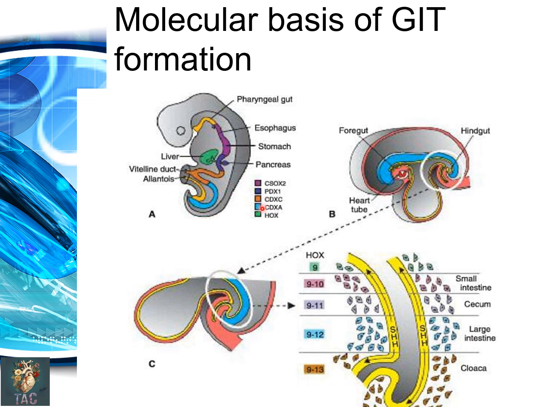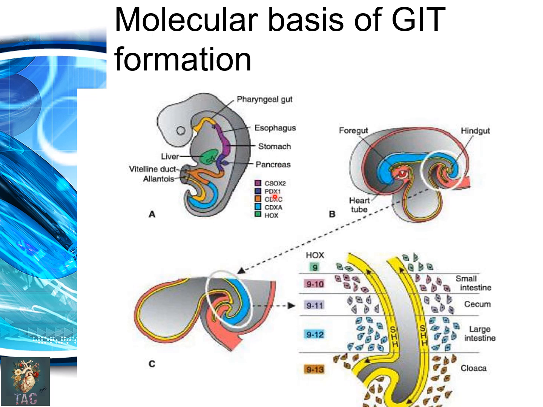Then the two genes, CDXC and CDXA, also called the caudal genes. The CDXC gene is responsible for development of the small intestine, and the CDXA gene is responsible for development of the large intestine and the rectum. So please remember the role of the different genes over here.